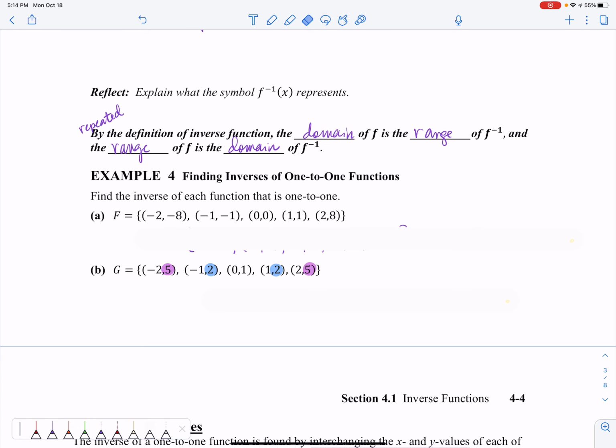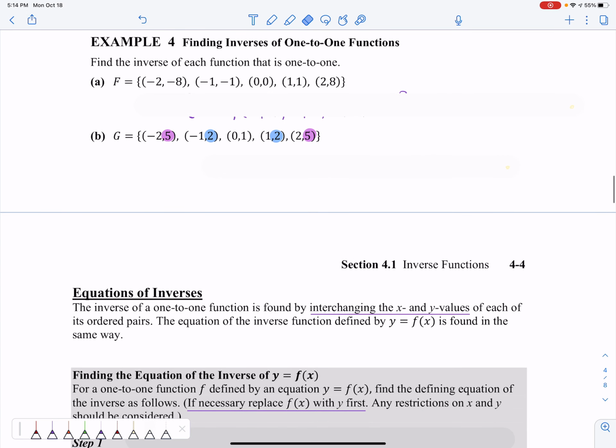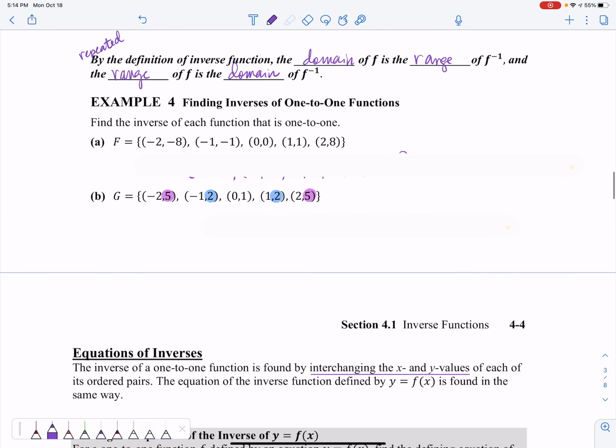All right, example number 4 says to find the inverse of each function that is 1-to-1. So really, this is a 2-part question. The first thing is find out if it's 1-to-1, and if it is 1-to-1, then secondly, let's go find the inverse.